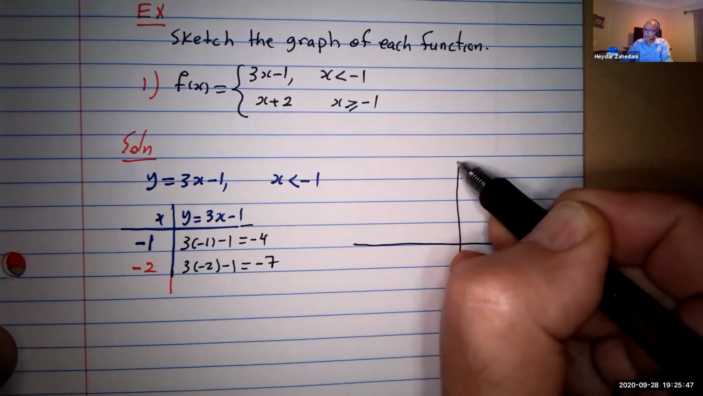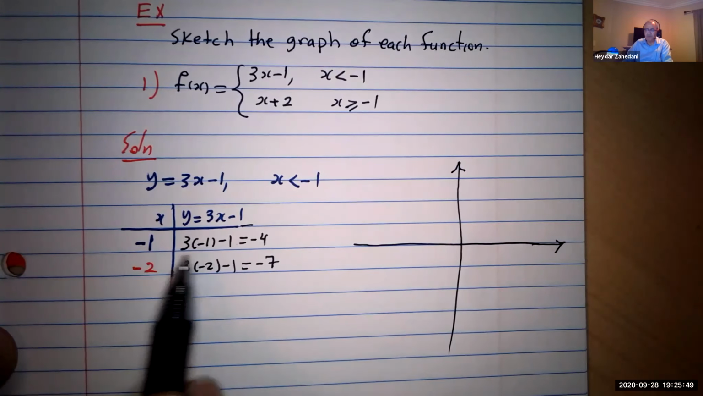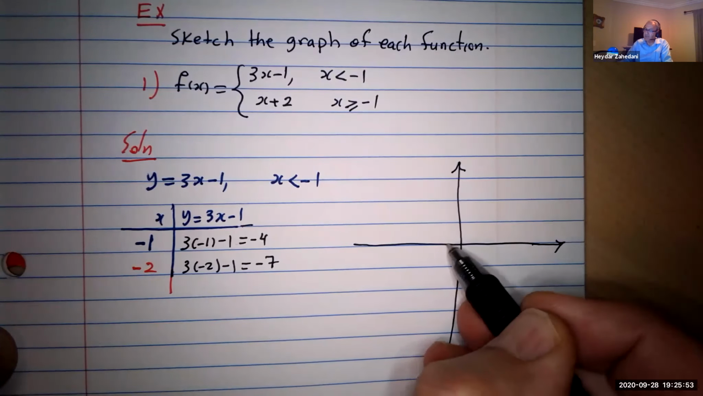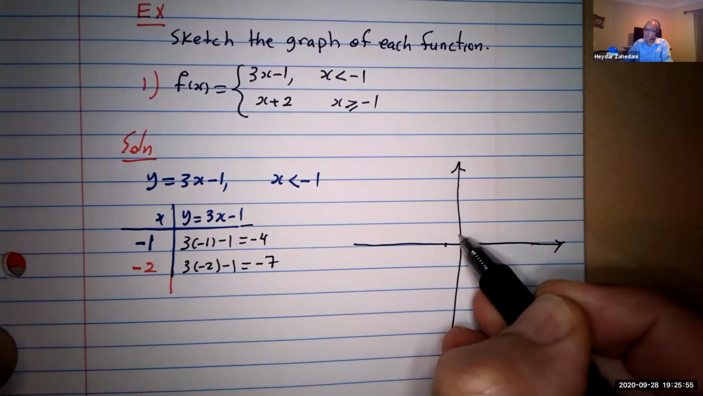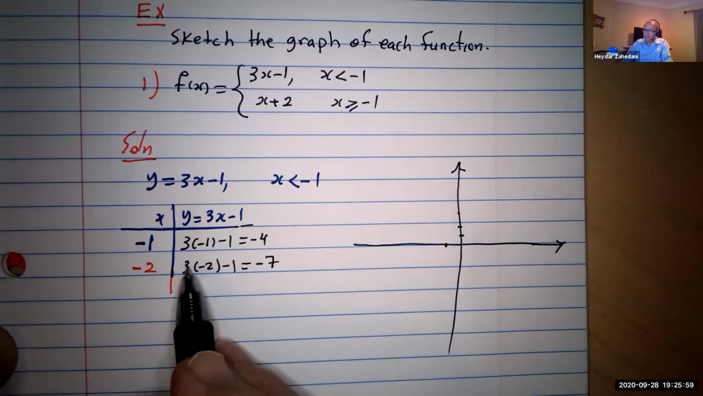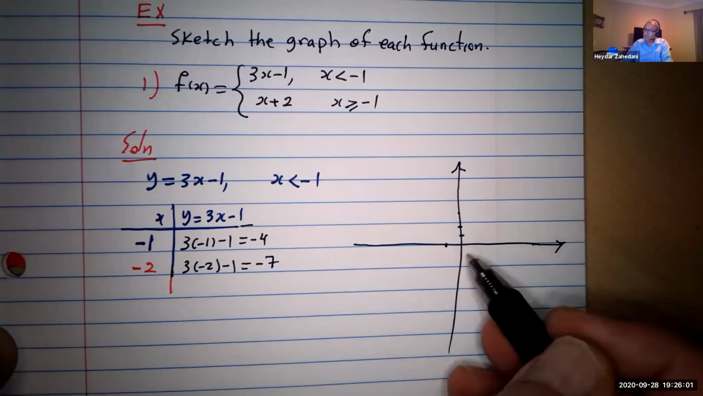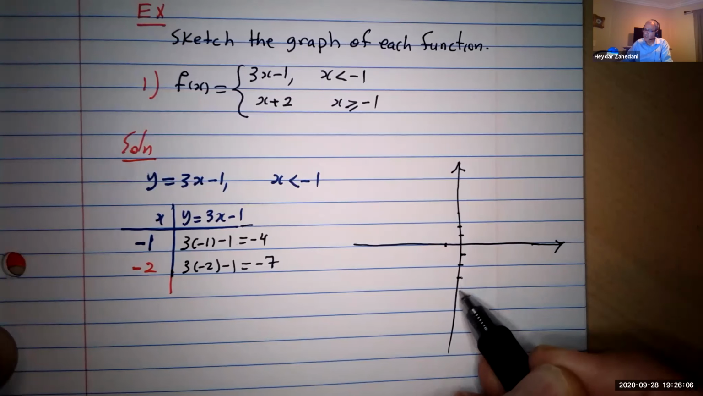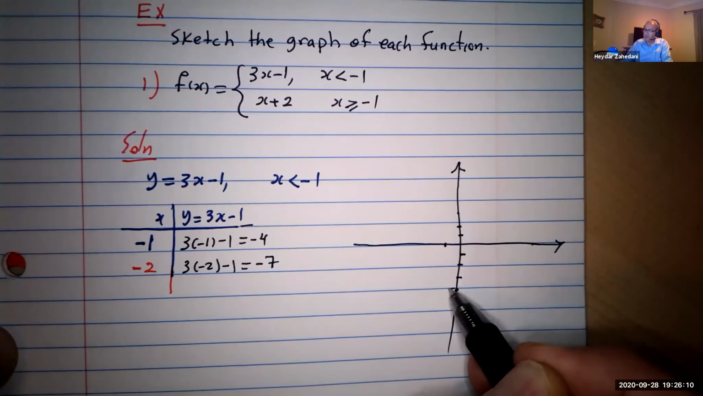So this is going to be the case. We have 2 points, negative 1 and negative 4. We identify the negative 1. This is negative 1, negative 4. Suppose this is 1, 2, 3, and 4. This is negative 4, so this is going to be the point.